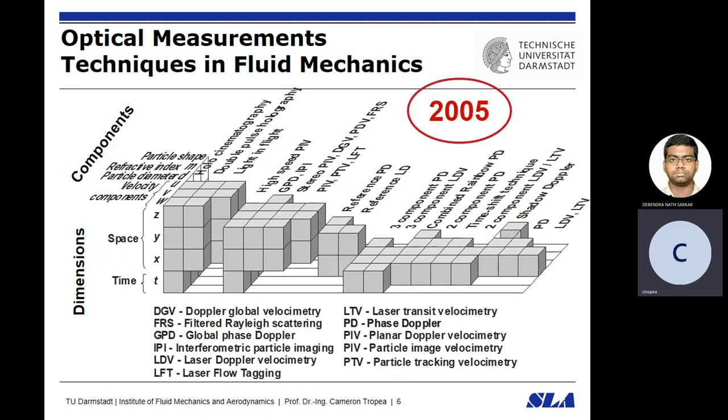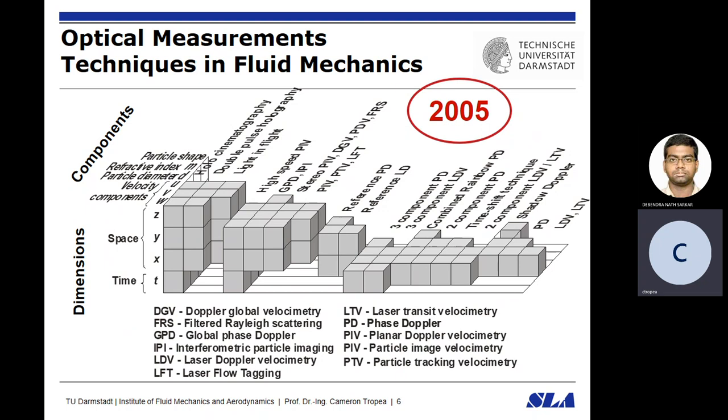This is an interesting diagram. I'm going to talk mostly about experimental work. I'm an experimentalist. We have numerical work also, but mostly experimental. These are dimensions, these are components, and of course in dimensions we also have time. If something's time resolved, then you have the fourth dimension.